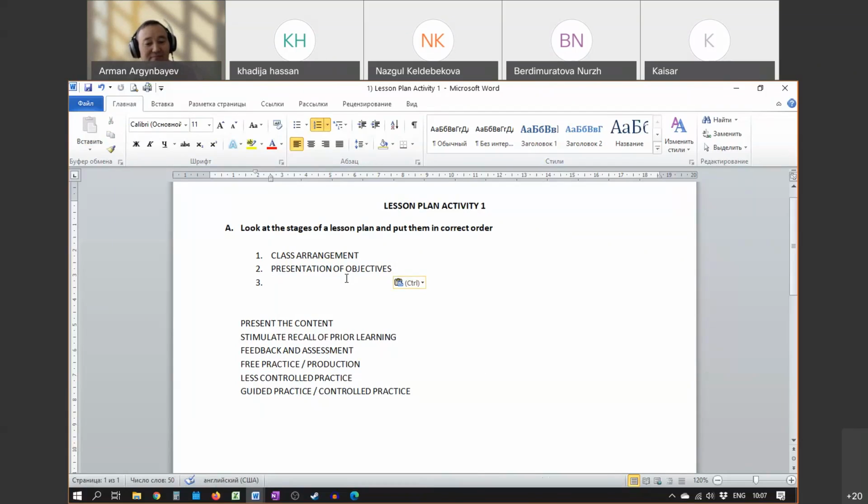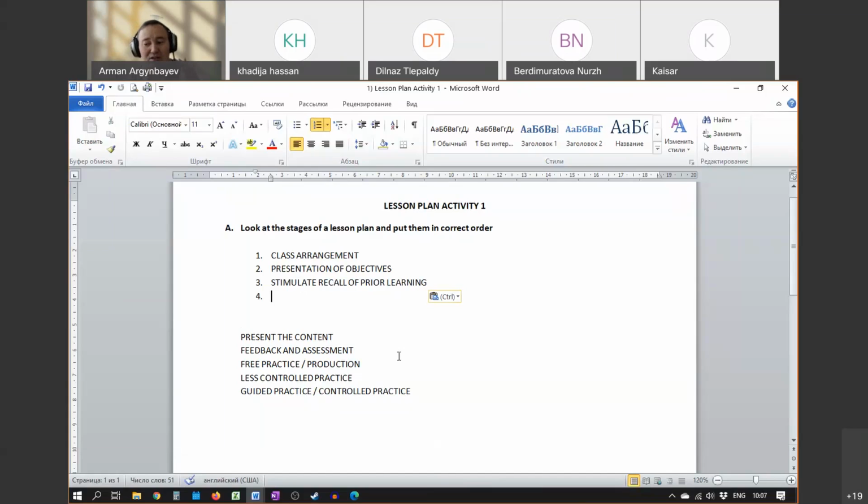Stimulate recall. Good, very good. Stimulating recall of prior learning. So what you learned in the previous lesson. Yeah. And it must be somehow connected with your lesson. If it is, for example, present perfect, maybe you learned past simple in the previous lesson. Yeah, so you can tell, or even if it was a few weeks ago, but past simple is connected with present perfect, right? Because we use past simple for finished actions in certain time, and we know time. In present perfect, we also did something in the past, but we don't know time.